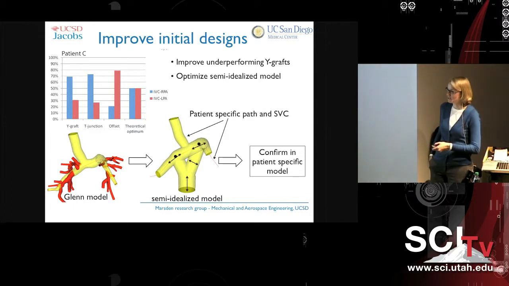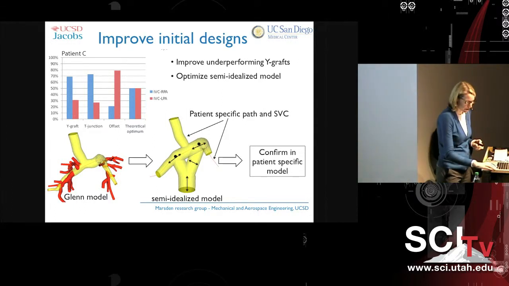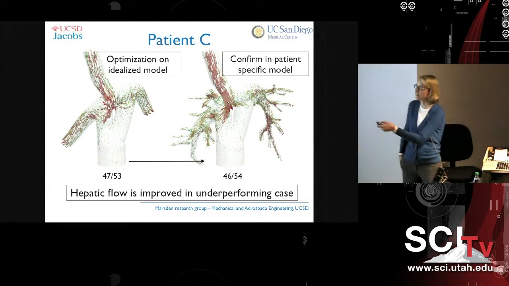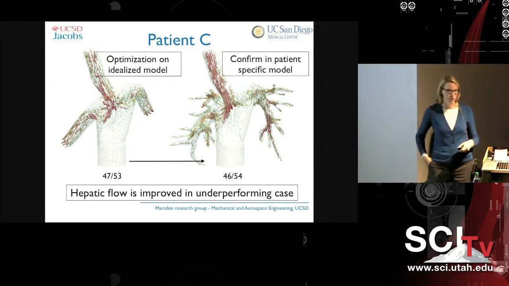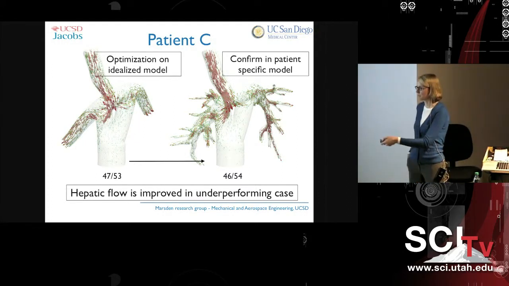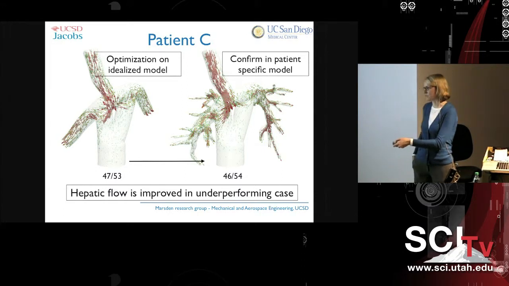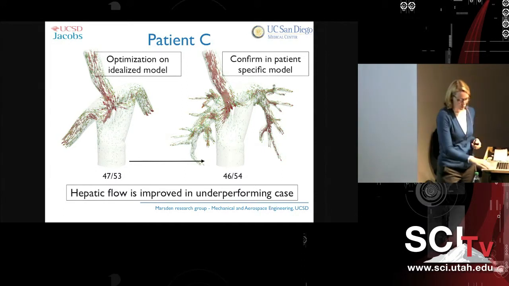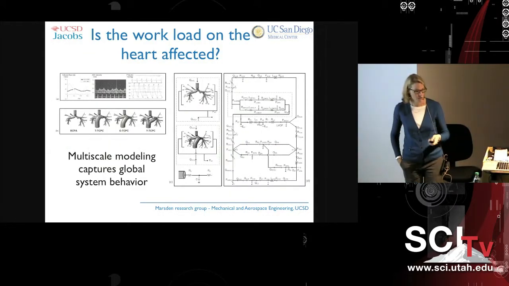We were able to identify a graft design that got us very close to 50-50. This is the idealized model. We then took that graft design and put it back into the full patient-specific model to confirm that we got a result very close to 50-50. And so we were able to take that underperforming case and improve the result.